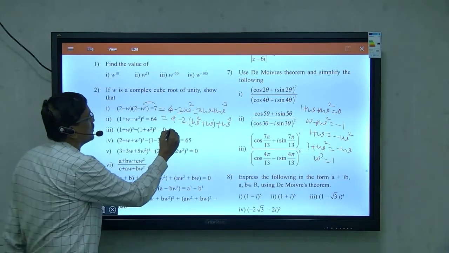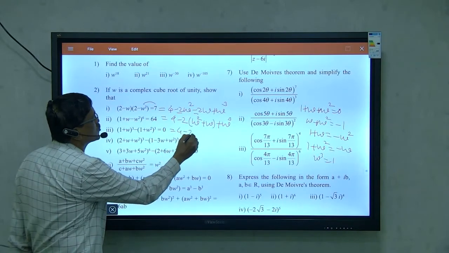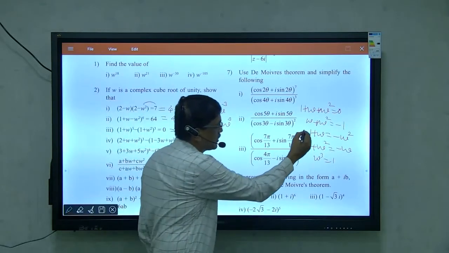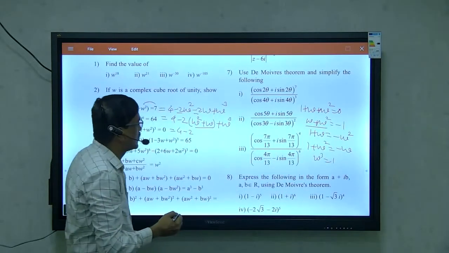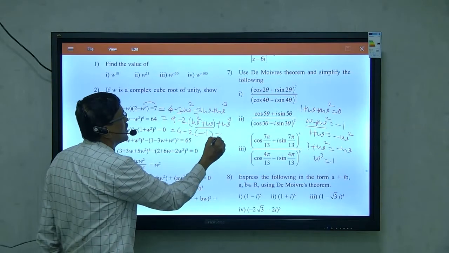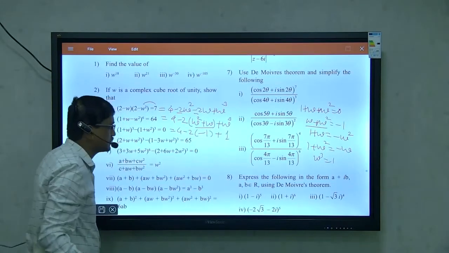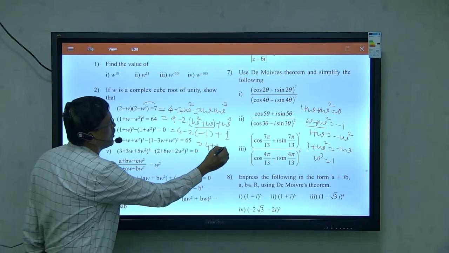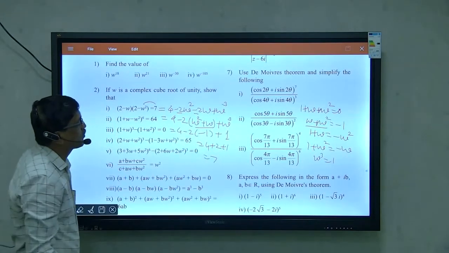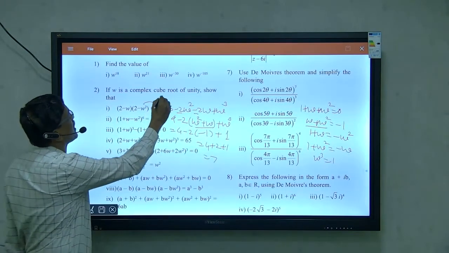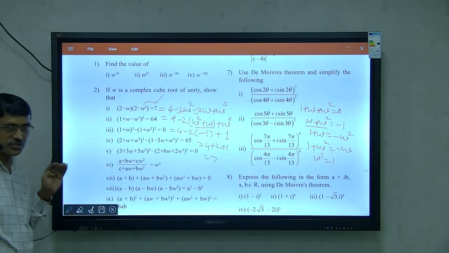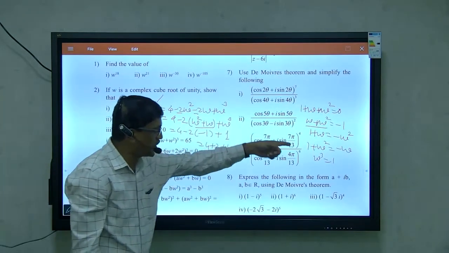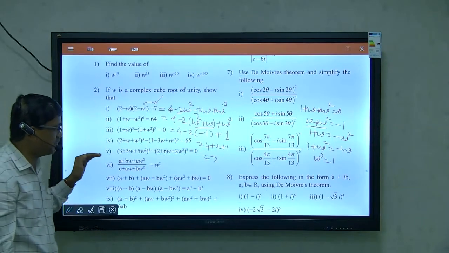So it is 4 minus 2 into, what is this sum, omega square plus omega? It is minus 1. So 4 minus 2 into minus 1, plus what is omega cube? It is 1. So 4 plus 2, 6, plus 1, 7, which is the required RHS. This is how we use these properties to solve the examples based on omega.